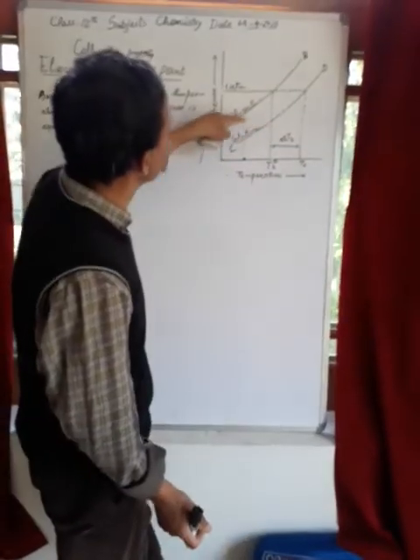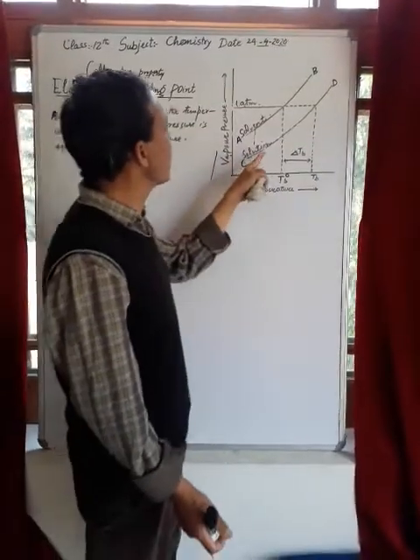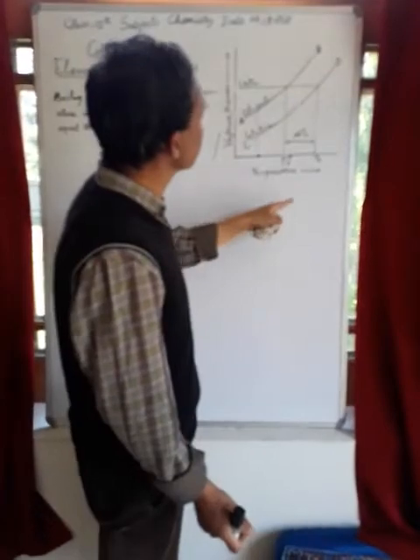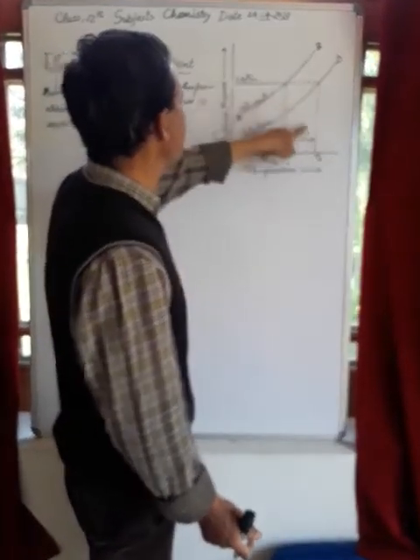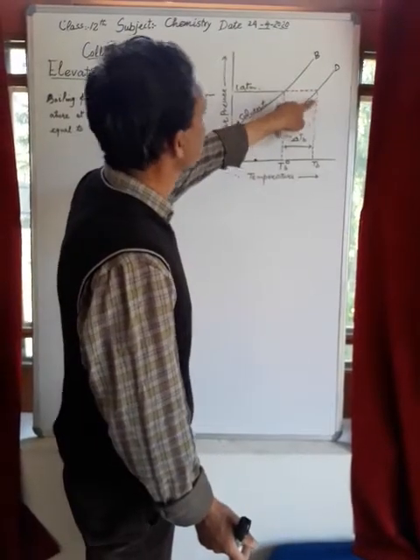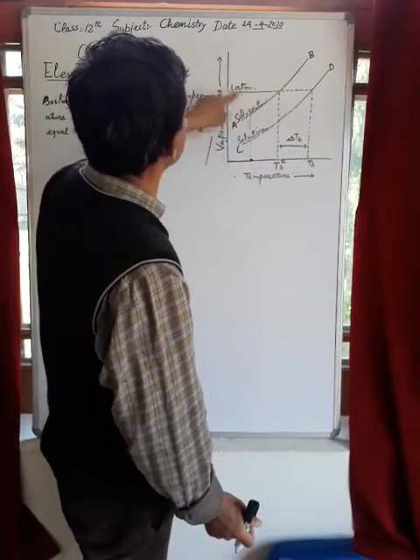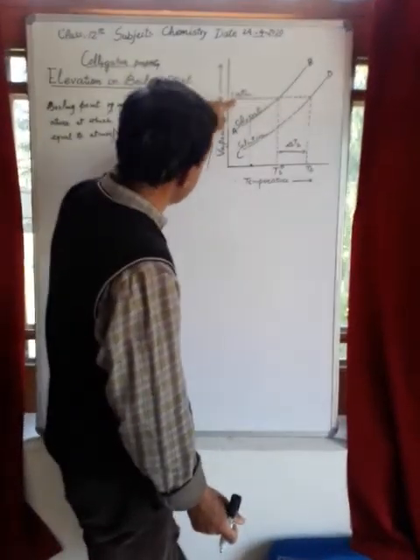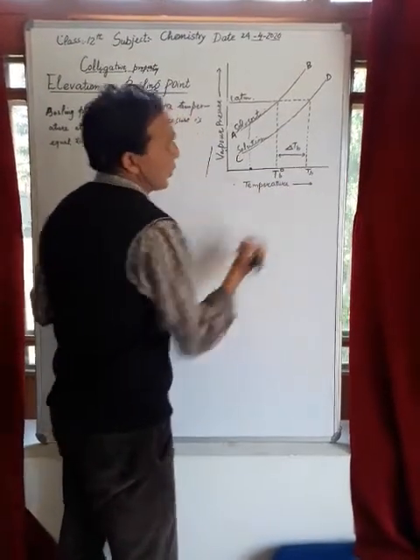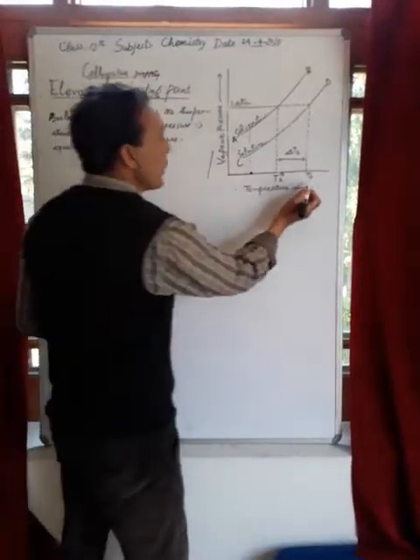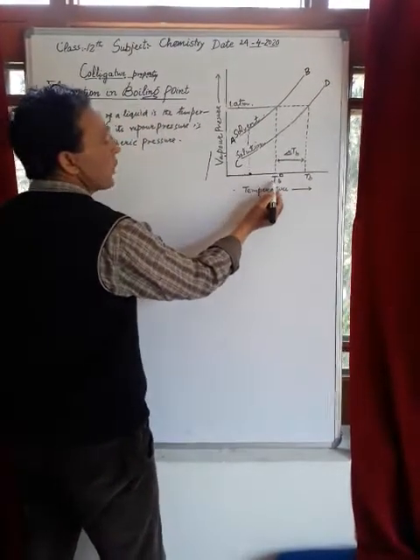And at this temperature the vapor pressure of the solution is lower. So in order to make the solution boil, we raise its temperature, and at Tb the vapor pressure of the solution becomes equal to 1 atmosphere. Therefore Tb is the boiling point of the solution. So the boiling point of the solution gets elevated from the boiling point of the solvent.